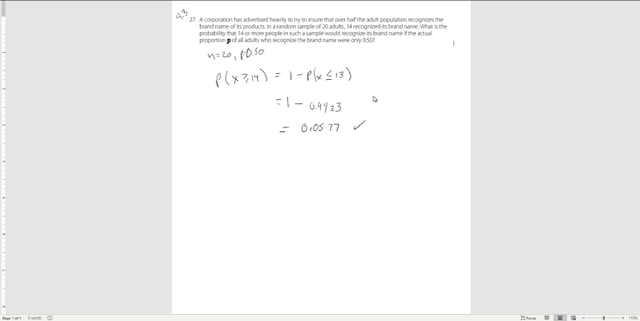So let's actually look at that. What's the probability of 14 or more in a sample of 20 would recognize the brand if the actual proportion were 0.5? Well, 0.5 would be around 10. So the likelihood of 14 or more is going to be less. So the likelihood is a lower number, which makes sense. So the 0.0577 makes sense.